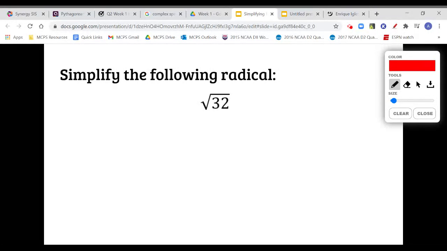Now the reason I have to simplify this is because if I type in the square root of 32 in your calculator, the answer you get is a decimal. And that is because 32 is not a perfect square. So there is no whole number that's the answer to this square root.